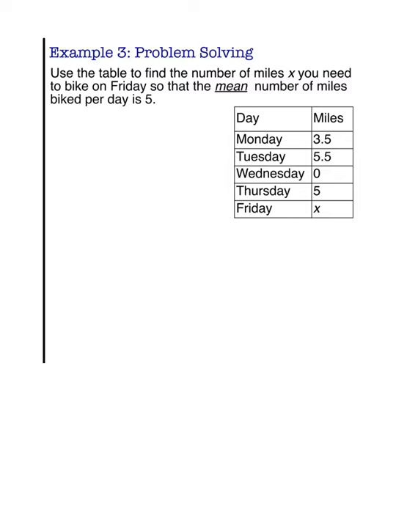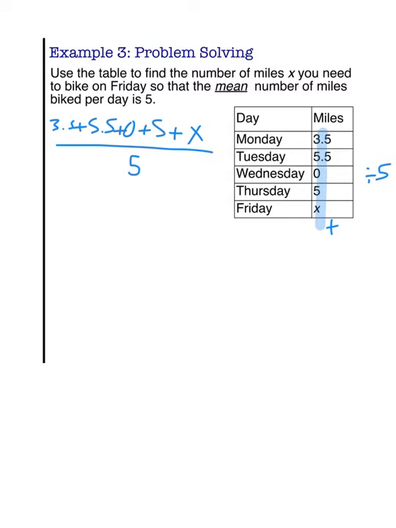The mean is the average, so that's if we add all of these numbers up and divide by how many there are. Well, there are 5 days, so we're going to find the sum of those 5 numbers, and then we're going to divide by 5. So I'm going to set this up in an equation. I have 3.5 plus 5.5 plus 0 plus 5 plus x, because we don't know what he biked on Friday yet, divided by 5.